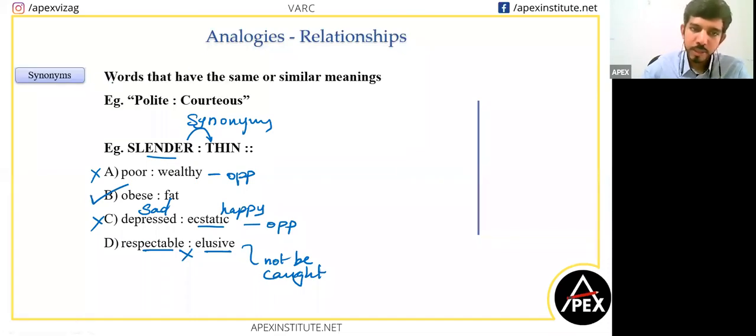And what was the relationship that you had? Words that had the same or similar meaning. Okay, so another example is polite and courteous. Same meaning. So your relationship was synonym. So as we go through the questions today, as we proceed through slides, I'm going to start listing out relationships over here. Okay, and we'll try and study new and new relationships that we come across and how to spot them.